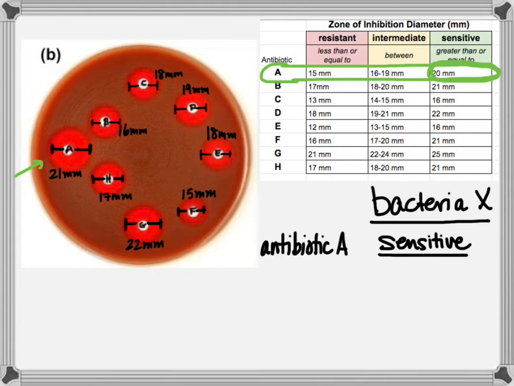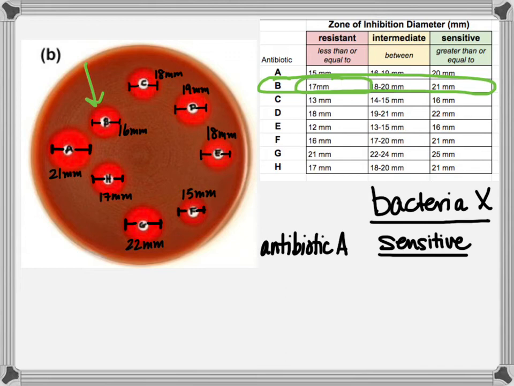Okay, great. Now, let's look at antibiotic B. We found the zone of inhibition for antibiotic B, and it measures 16 millimeters. Now, if we look at the table, we notice that if the zone of inhibition is less than or equal to 17 millimeters, we would consider that the bacteria is resistant to antibiotic B.